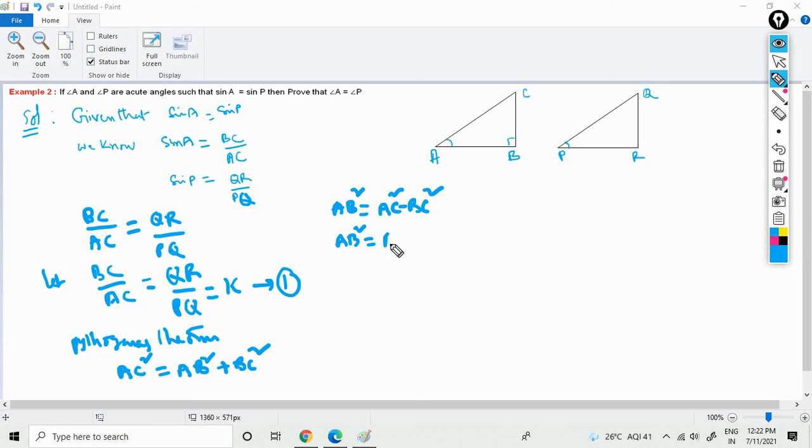If you look at AC square minus BC square, see here, BC by AC is equal to QR by PQ is equal to K. That means, can I take BC by AC is equal to K? For your understanding purpose, I am writing that equation here, BC by AC is equal to K. Now if I want BC, BC is equal to AC into K. From this particular equation, hope you understand how I got the BC value.